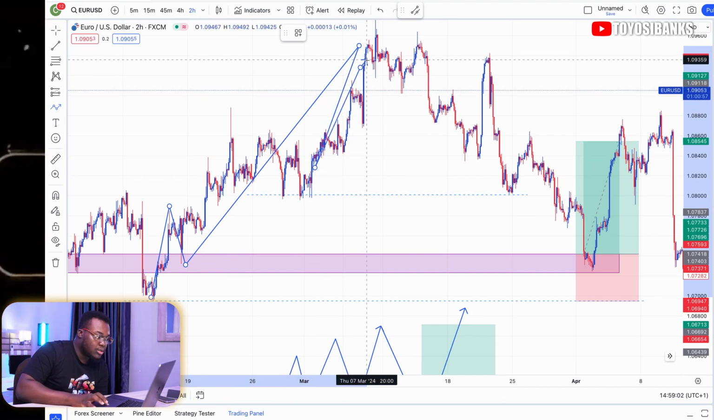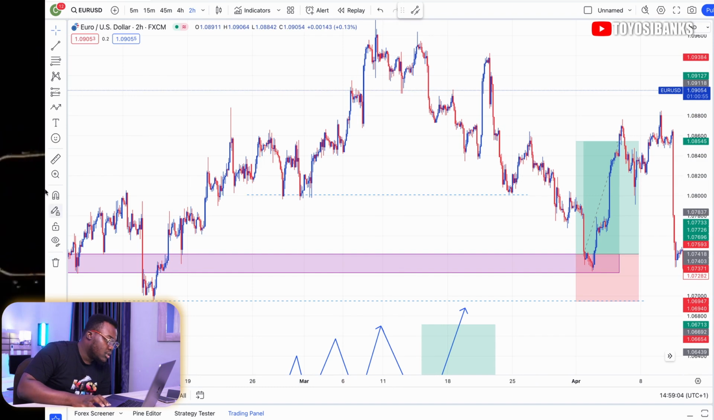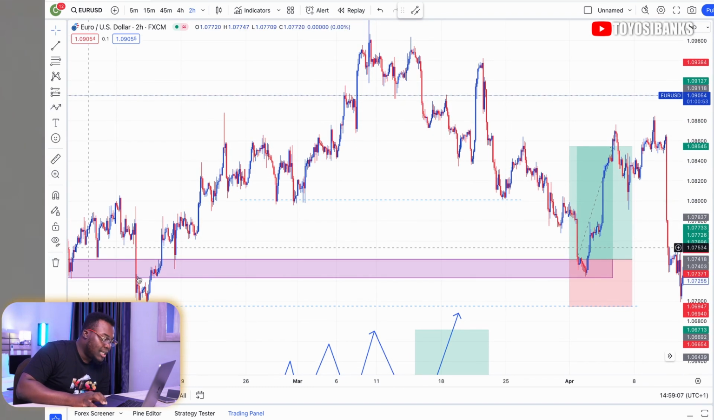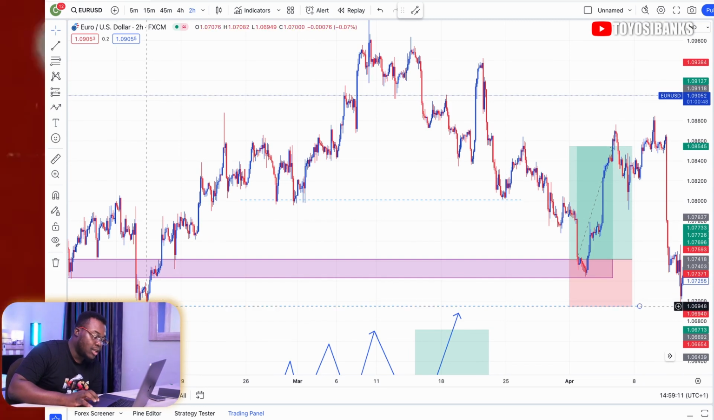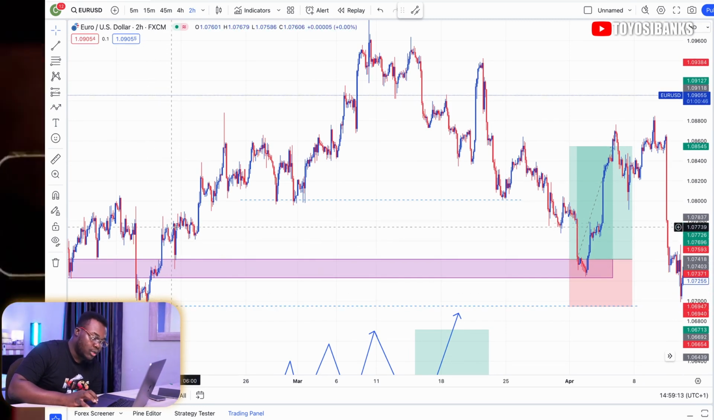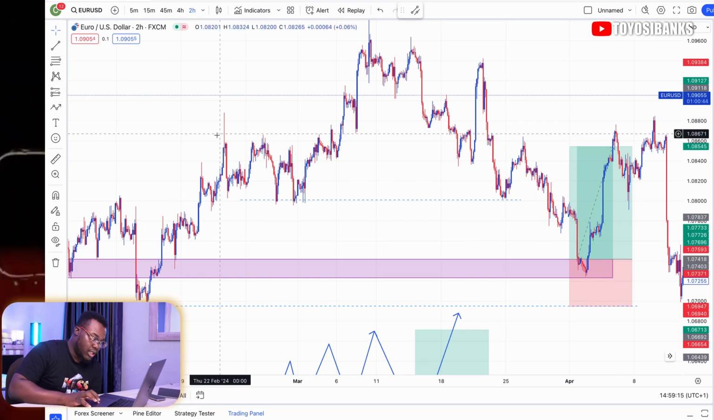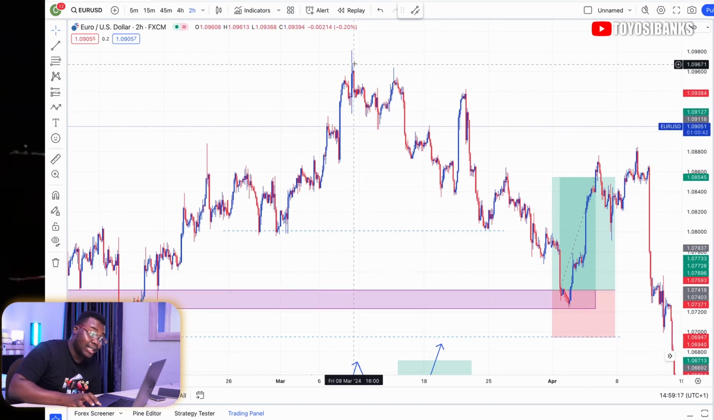Sorry, let me do this again. Let me do that part again. So, the market created a low here, as you guys can see this, right? Automatically after creating a low here, it pushed up price to create this pullback. Then it pushed up price here again, getting to this high, right?